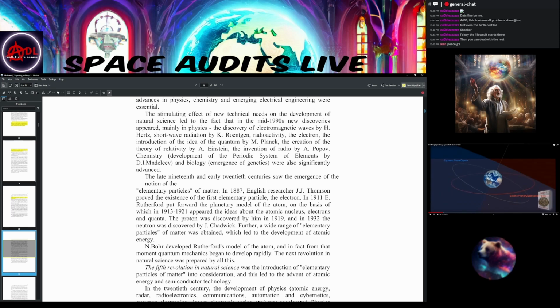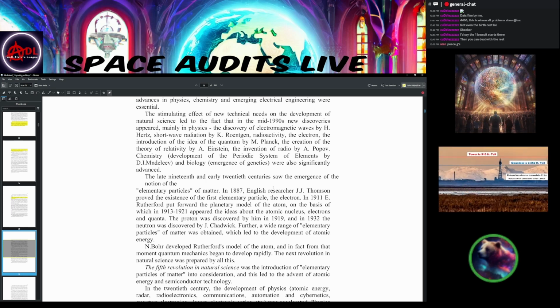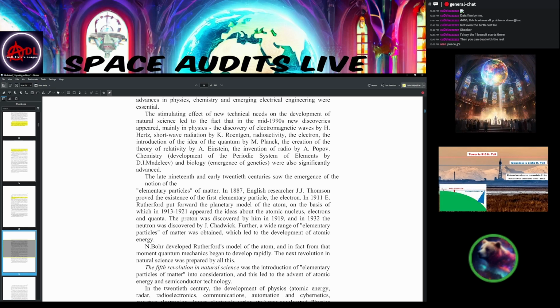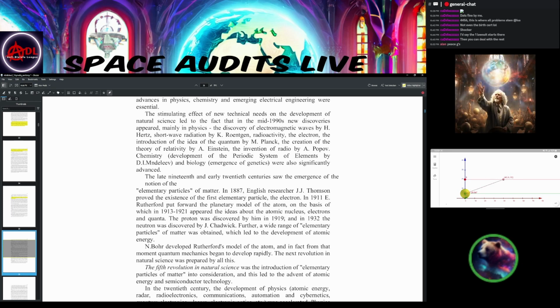Mendeleev. The late 19th century, where the 20th century saw the emergence of the notion of elementary particles of matter. In 1887, English researcher J. Thomson proved the existence of the first elementary particle, the electron. In 1911, E. Rutherford put forward the planetary model of the atom, on the basis of which between 1913 and 1921 appeared the ideas about the atomic nucleus, electrons, and quanta. The proton was discovered by him in 1919, and in 1932 the neutron was discovered by J. Chadwick.